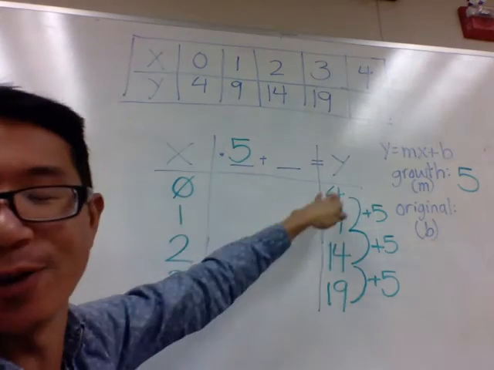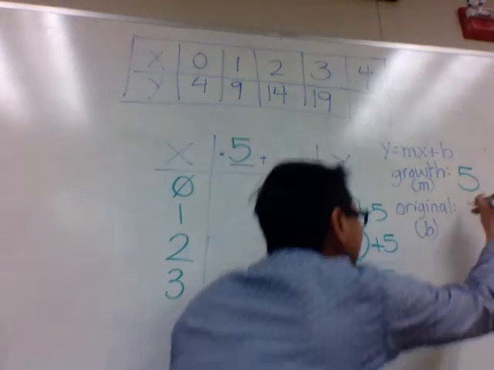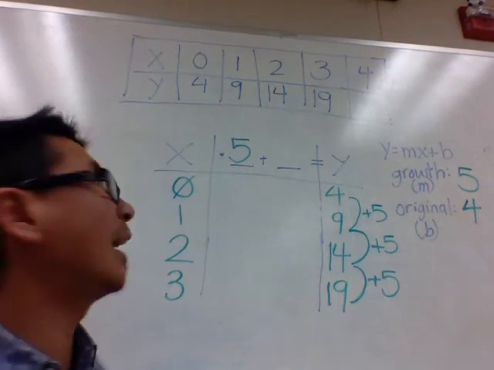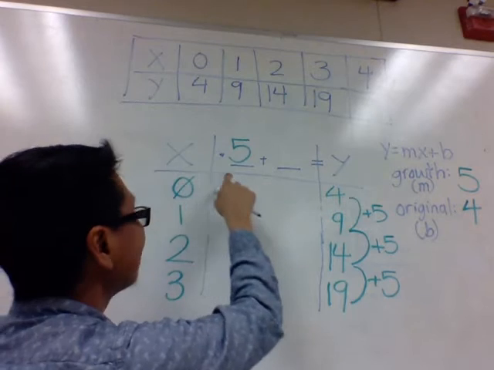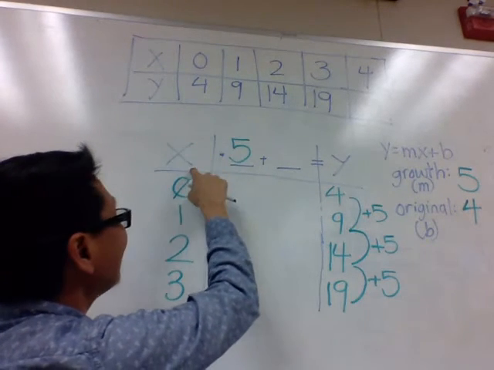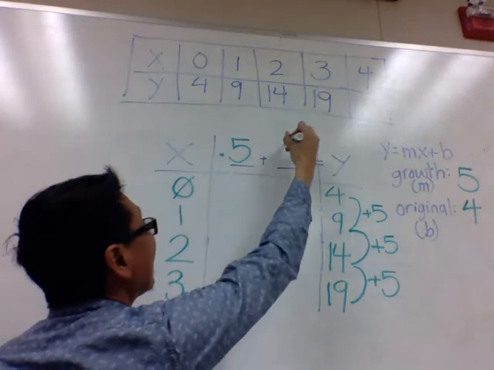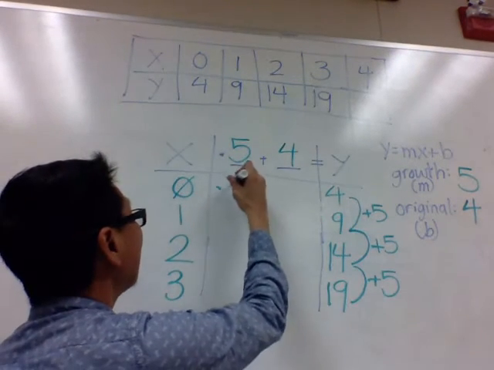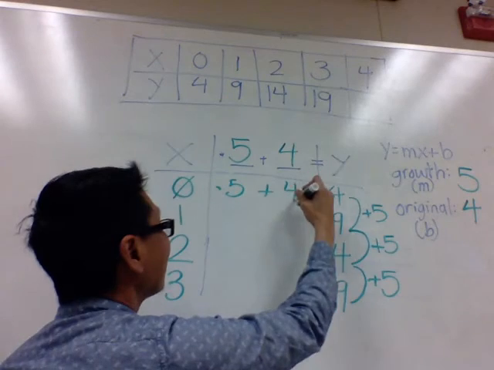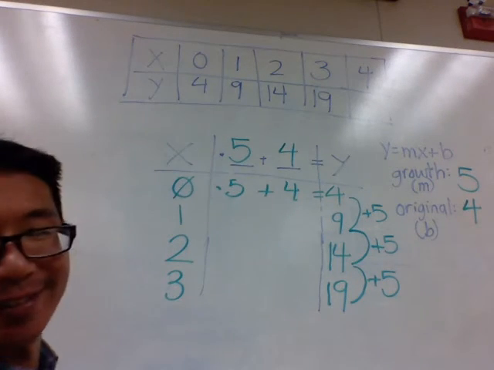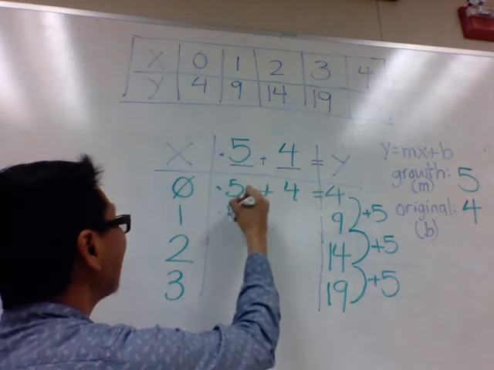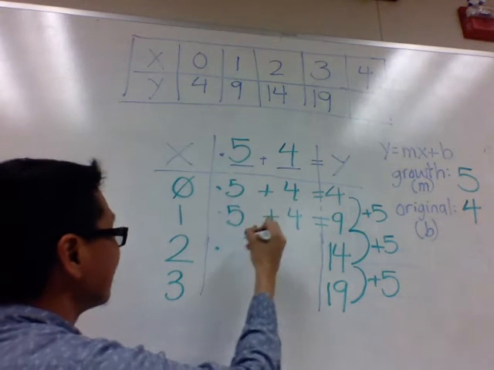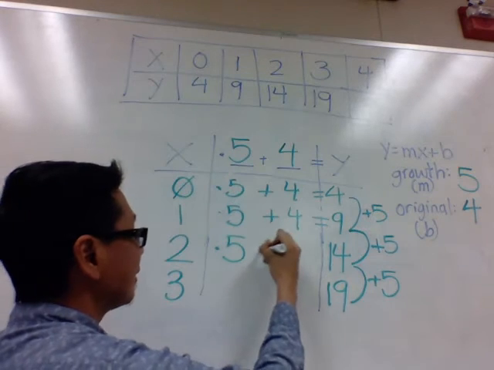And now I can test my experiment and see what happens. I can test it out. So I'm going to say that every figure is being multiplied by 5 and 4 is being added. So let's see if that works. So 0 times 5 is 0 plus 4 equals 4. Okay, that's easy. 1 times 5 is 5 plus 4 is 9. Okay, that makes sense too. 2 times 5 is 10, plus 4 is 14.